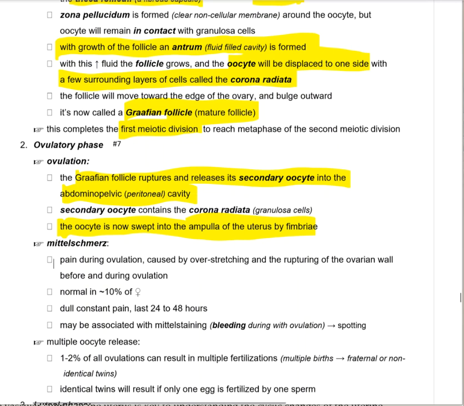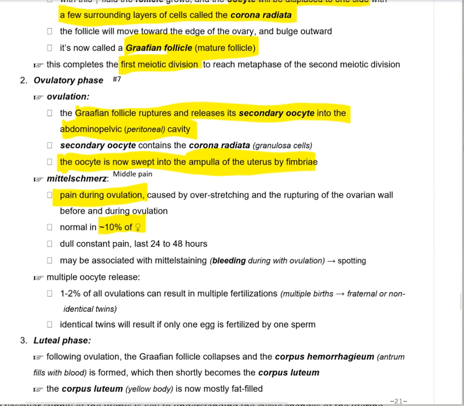Now, as a little aside, there's this thing called Mittelschmerz, and Mittelschmerz is German, which literally translates into middle pain, like pain in your middle. And this is actually pain during ovulation. This is where sometimes the ovarian wall stretches and pain receptors fire. And some females, maybe about 10%, can actually feel this and notice when they're ovulating. It's kind of a dull, constant pain that starts and then lasts for 12 to 24 or 48 hours. And there's Mittelstaining as well, which is bleeding during ovulation. Some people have that, which is also called spotting.